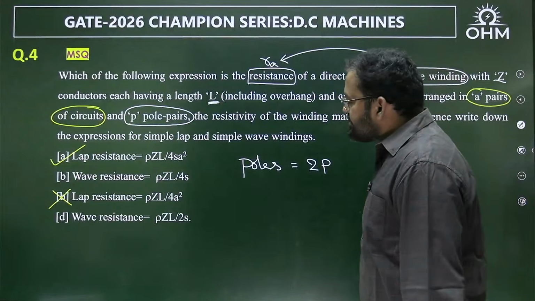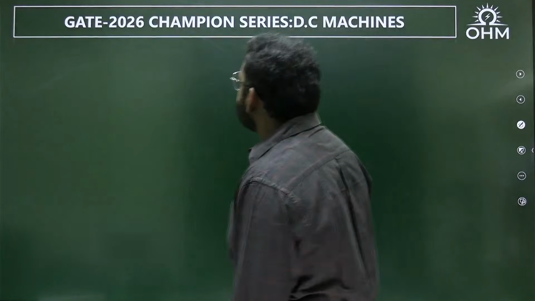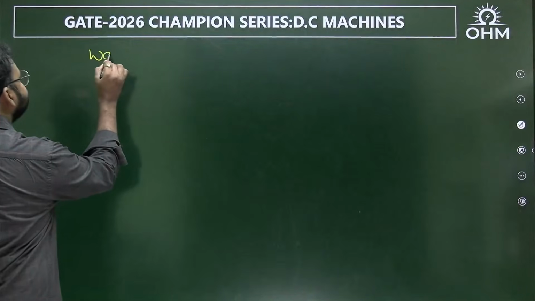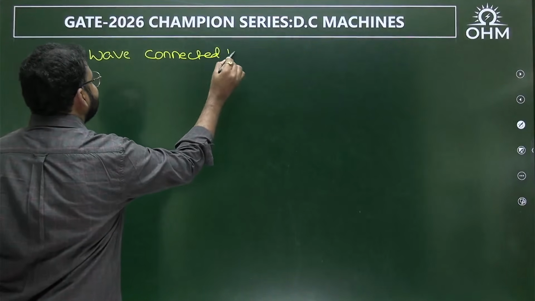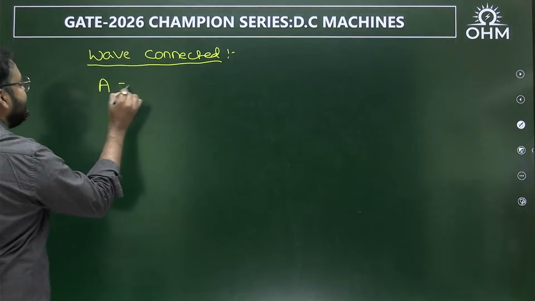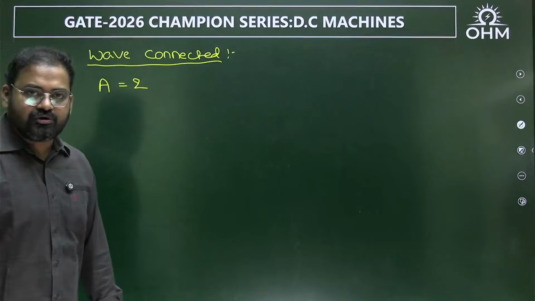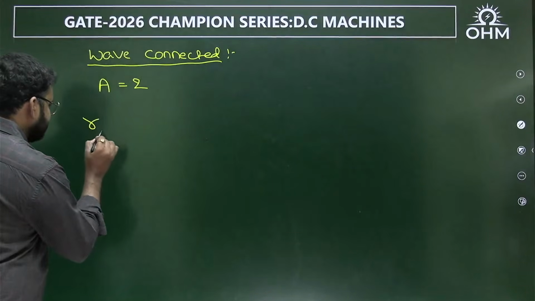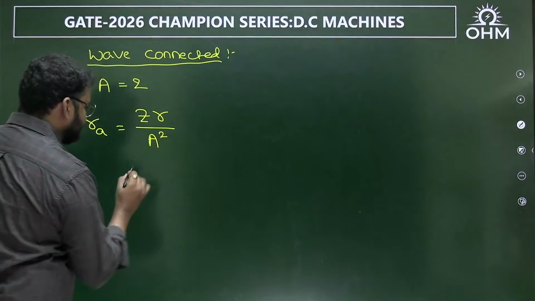Now I have to answer this question with wave connection also. For example, if the machine is wave connected, how many parallel paths will be available? Number of parallel paths are independent of poles. They are just equal to 2 only. Therefore, resistance of armature winding is Z into R by A square.